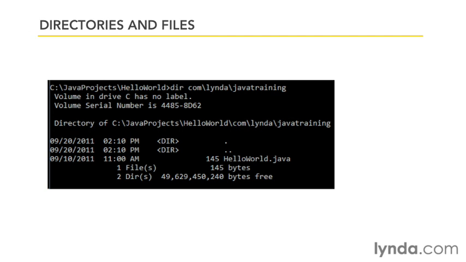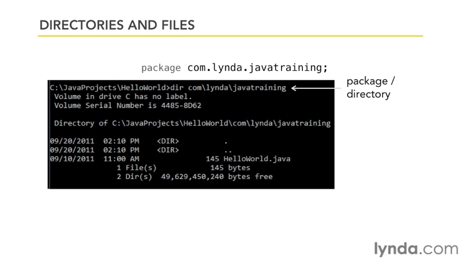So you create that source code file, and you place it somewhere in your project folder. Now in this case, I had declared a package named com.lynda.javatraining, and so I have to place the source code file in an equivalent subfolder structure. If HelloWorld is the name of my project folder, then com/lynda/javatraining is my package folder, matching the dot-separated package as declared in the source code.